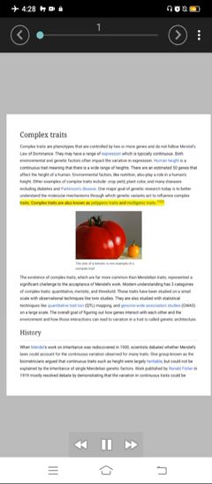The size of a tomato is one example of a complex trait. Complex traits, which are far more common than Mendelian traits, represented a significant challenge to the acceptance of Mendel's work. Modern understanding has three categories of complex traits: quantitative, meristic, and threshold.